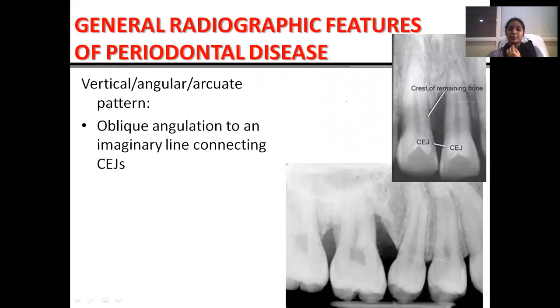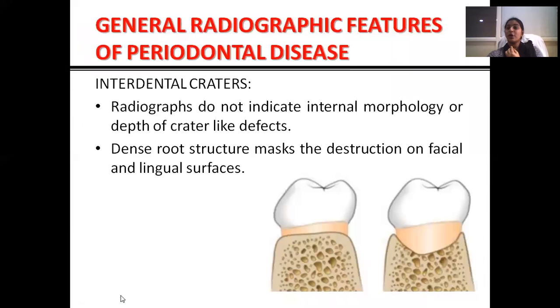Next is a vertical bone loss. So here there is an oblique angulation of the alveolar crest. If you draw a line connecting the two CEJs, the angle between the alveolar crest and the line joining the two CEJs is oblique. So this is known as vertical or angular or arcuate pattern of bone loss.